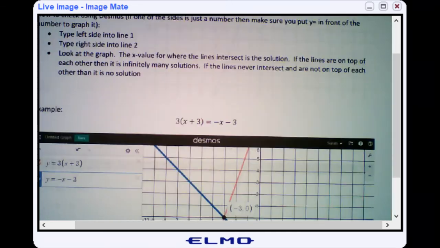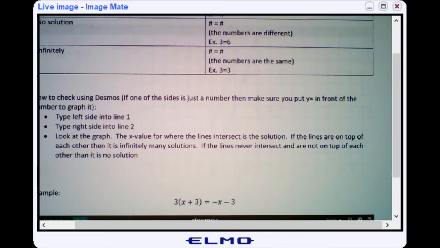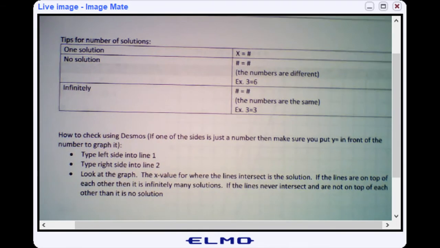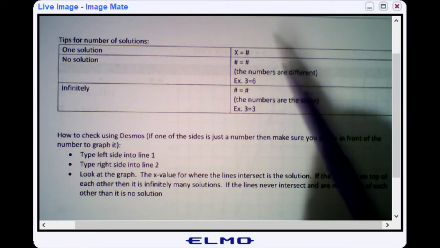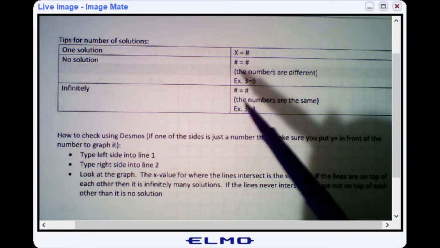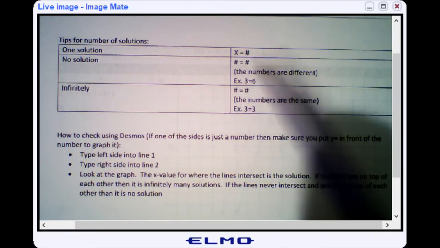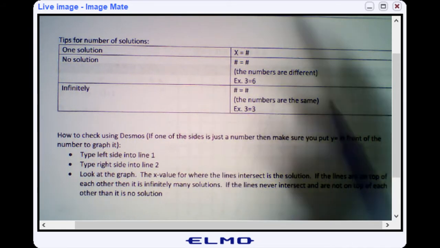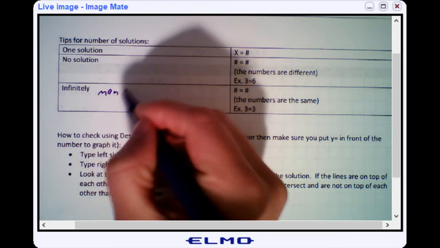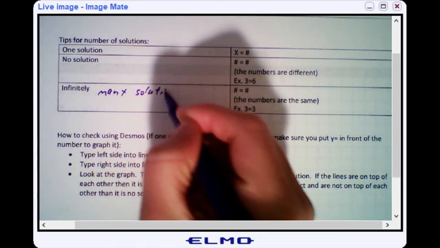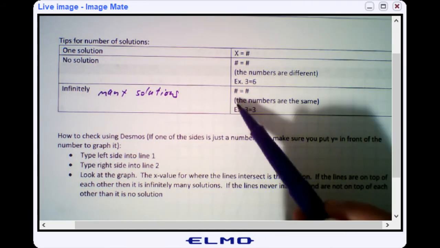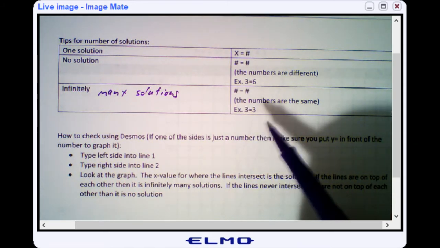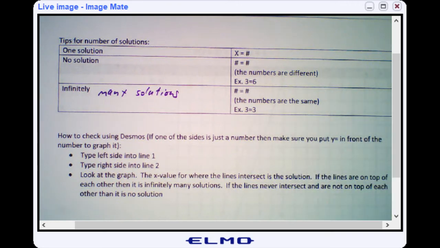So just to recap, you have three options for the number of solutions. If we have one solution, we're going to just get x equals a number. For no solution, we're going to get a number equals a number, and the numbers are going to be different. For example, 3 equals 6. For infinitely many solutions, or all real numbers, we're going to get a number equals a number, but the numbers are the same. For example, 3 equals 3.